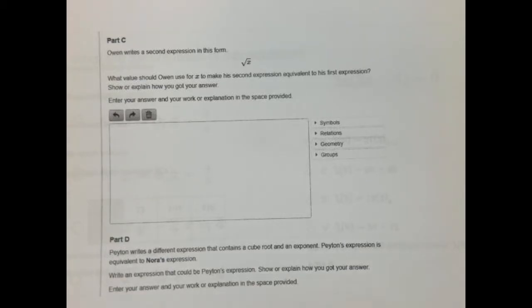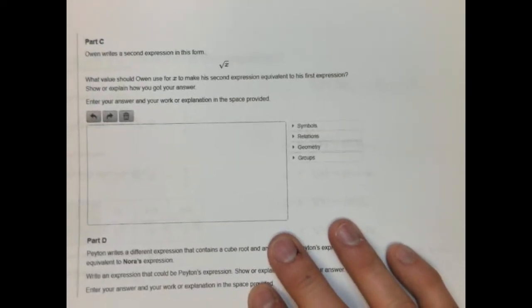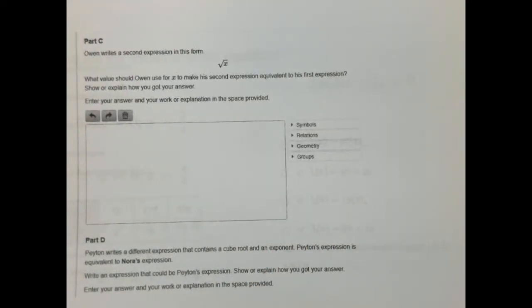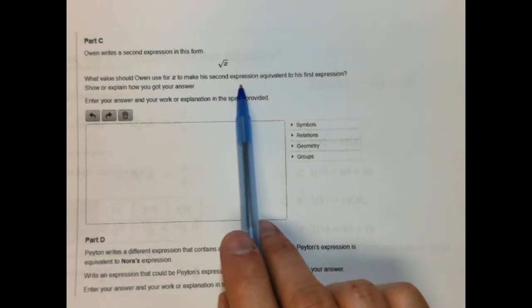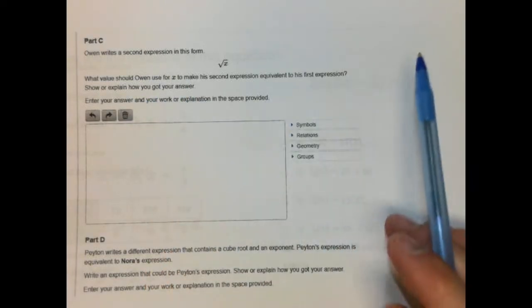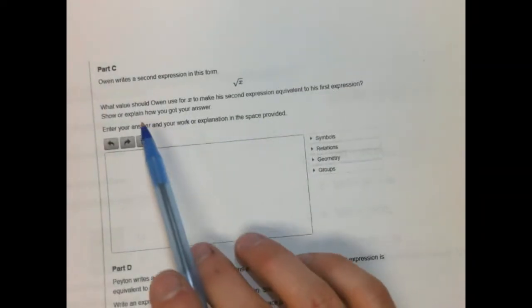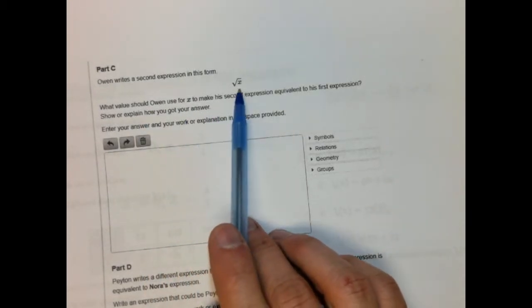Okay, so it says part C, Owen writes a second expression in this form. And this is number 13, is it? Yeah. 13 continued. Owen writes a second expression in this form, radical x. What value should Owen use for x to make his second expression equivalent to his first expression? So the first expression was equivalent to 4. If we go back to here, Owen's first expression turns out to be 4. Okay? So what value should Owen use for x in order to make this equivalent to the first one?